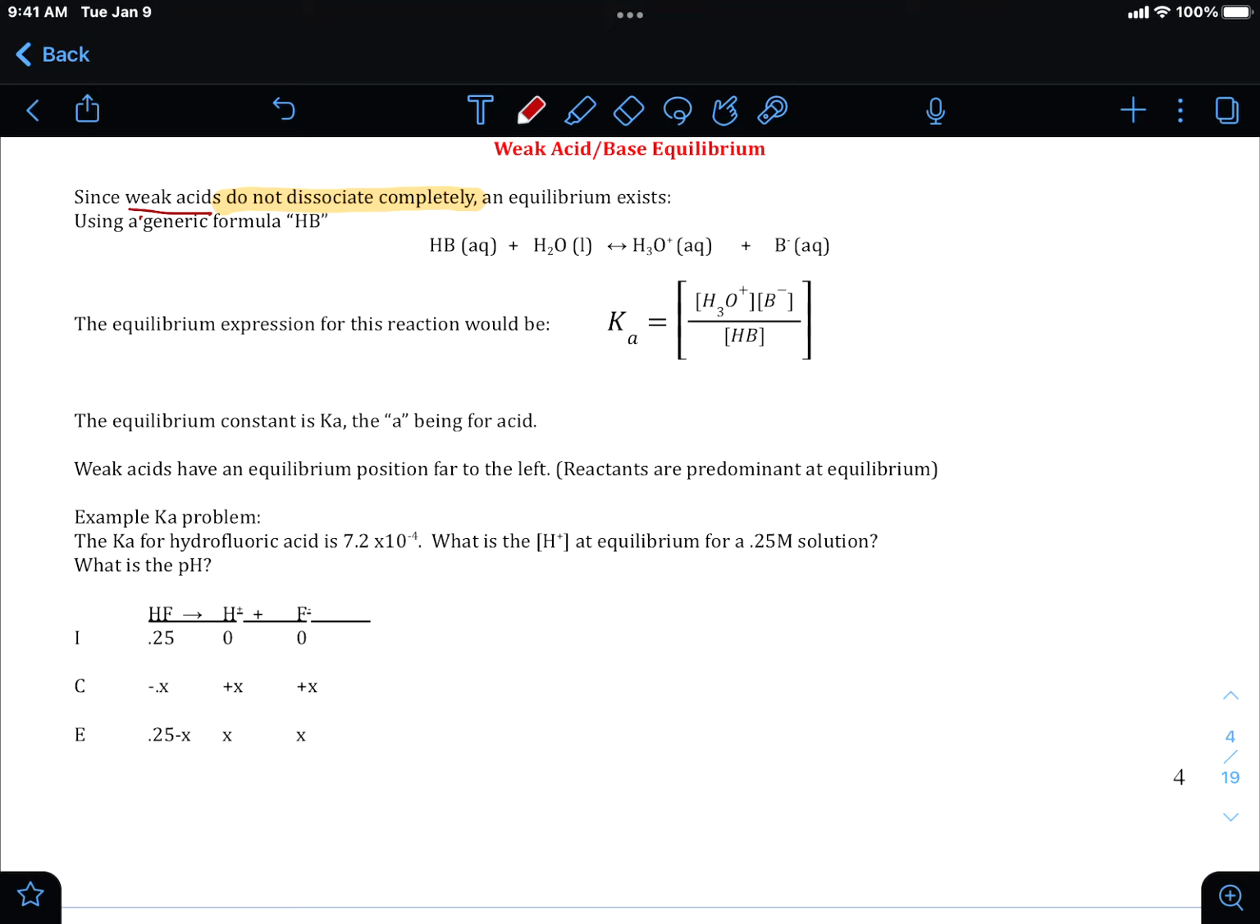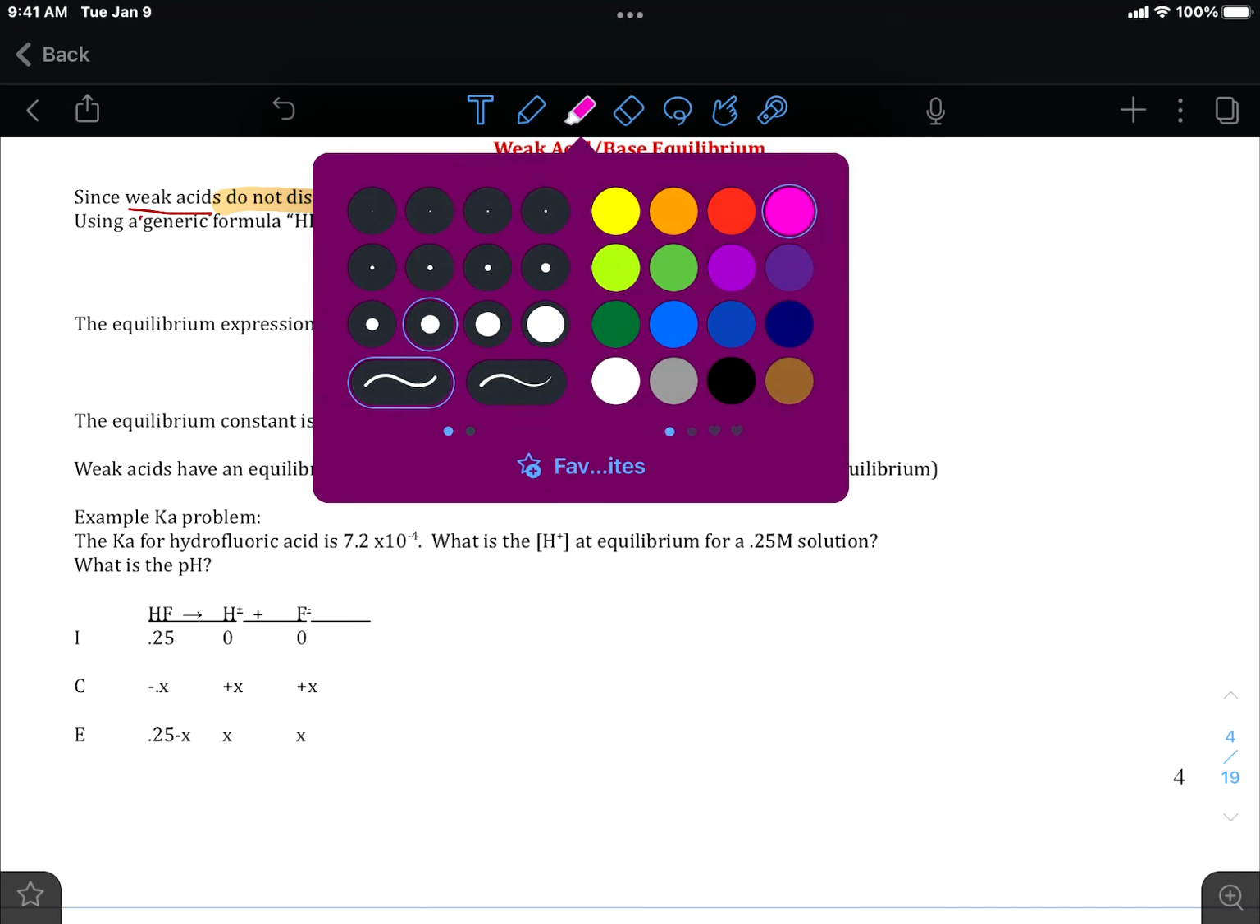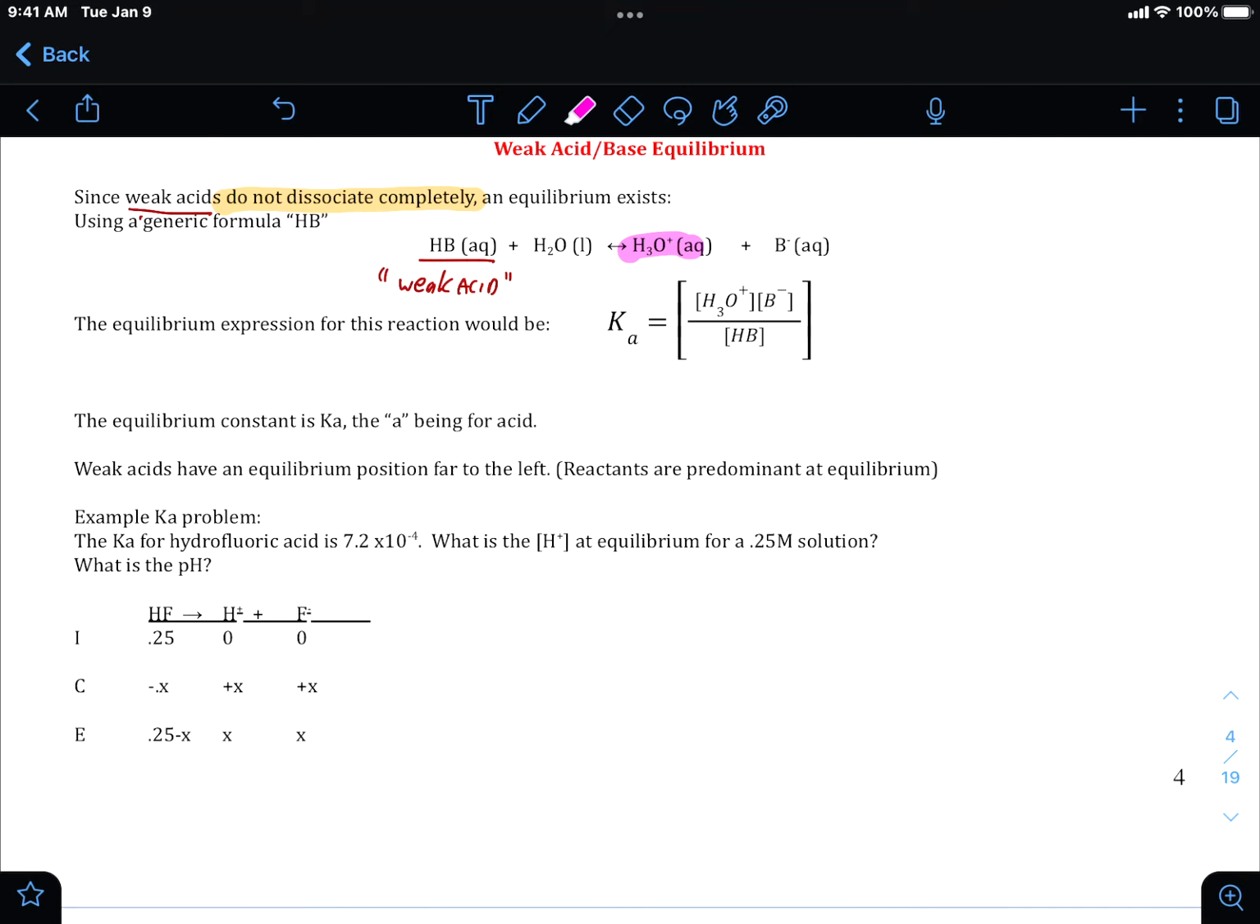Now, generically, HB is just a formula we use whenever we want to represent a weak acid. The B is not literally an element. It just represents some formula of an acid. And here's the generic reaction. The result of weak acid in water is that it will produce hydronium, H3O+. B- would be the conjugate base of the weak acid. In this case, water acts as the base, and therefore hydronium would be the conjugate acid. If we needed to diagram this out, it would look like that.